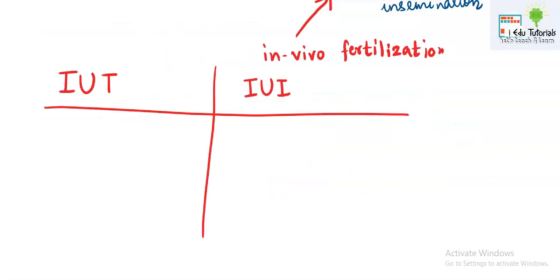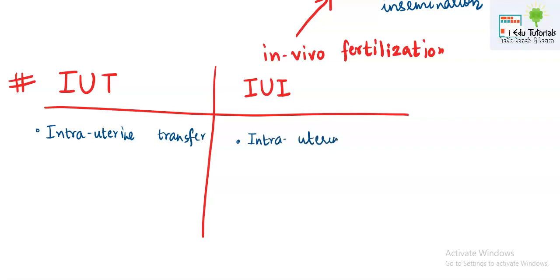Before we sum up this chapter, there is an important question. Sometimes differences between IUT and IUI come up. We have just seen that IUT means intrauterine transfer and IUI means intrauterine insemination. So let's see once again what exactly they mean.